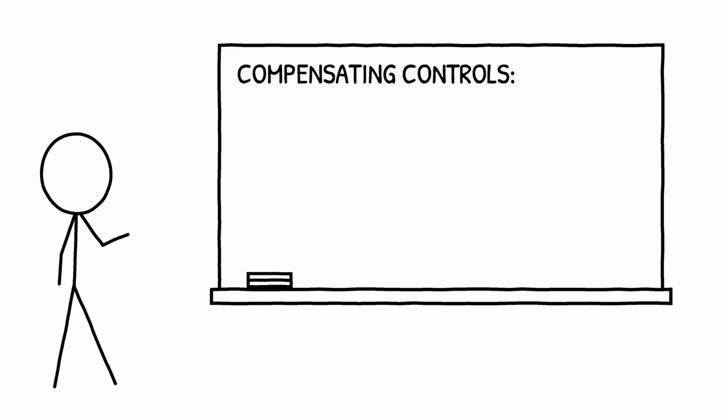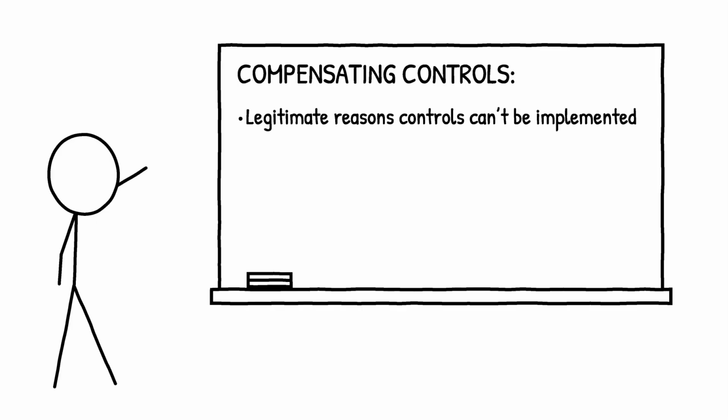For your exam, you should understand that there are legitimate reasons a primary control can't be implemented, and compensating controls are the alternative controls that reduce the risk when a primary control is not possible.